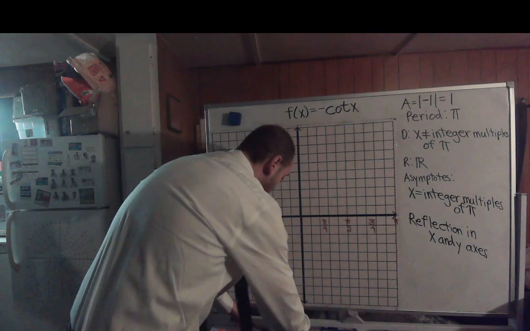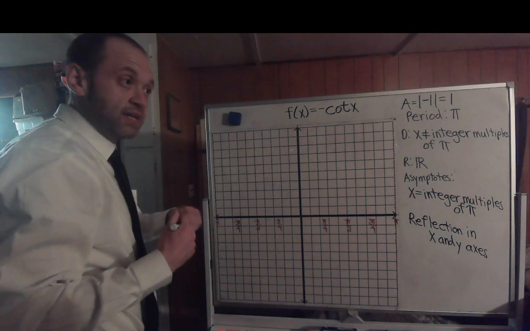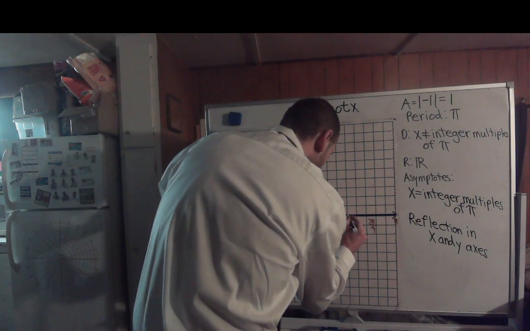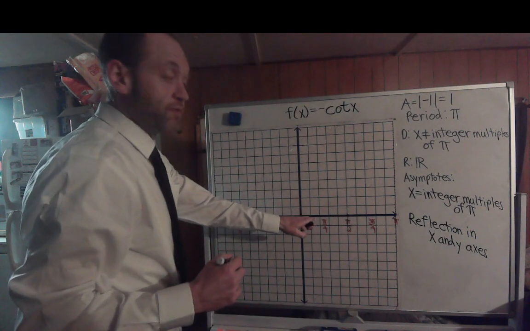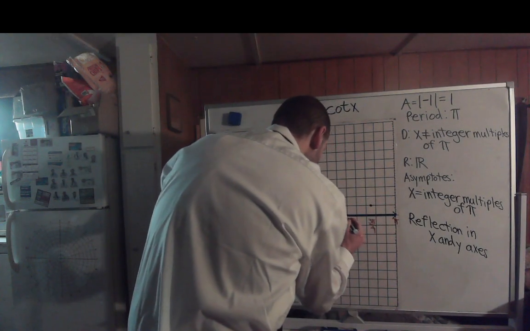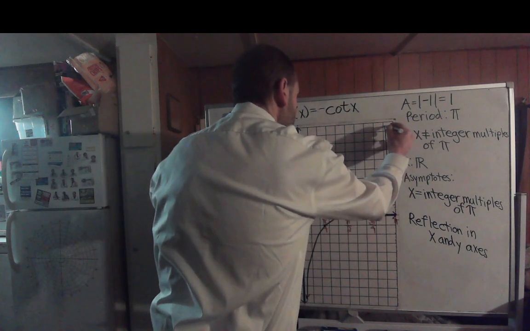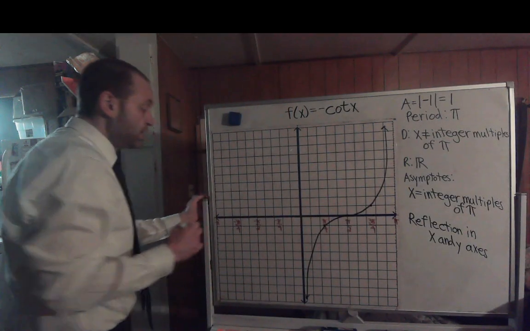Alright, so let's start with pi over 2. The cotangent of pi over 2 is still 0. Now, here's where it gets fun. Cotangent of pi over 4 is normally 1, but if you negate that, you'll get negative 1. Cotangent of 3 pi over 4 is normally negative 1. You negate that, you get positive 1. So yes, you're going to begin to see this is just going to look like a horizontally shifted tangent graph.